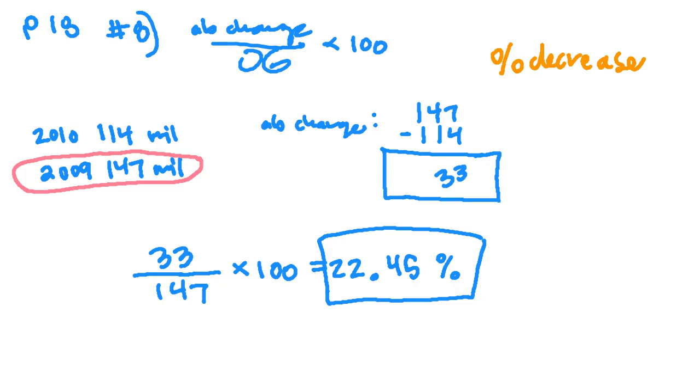All right, let's try the next one. We're still on page 18, and we are up to number 9. This is a multi-part question. A company wants to decrease their energy use by 15%. So they want to decrease it by 15%.